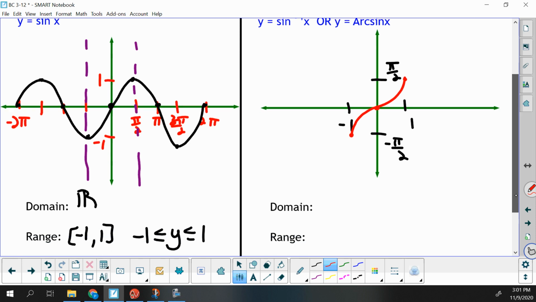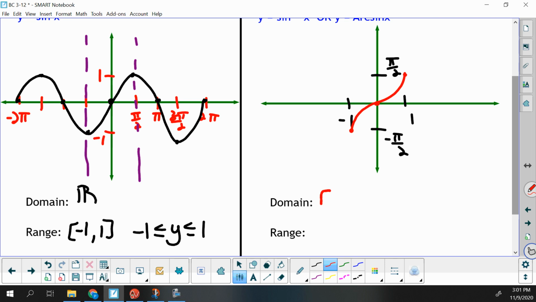Our domain is from negative 1 to 1. And the range, it's not just the domain of the original because we had to cut it off so that it's a function. So our range goes from negative pi over 2 to pi over 2.